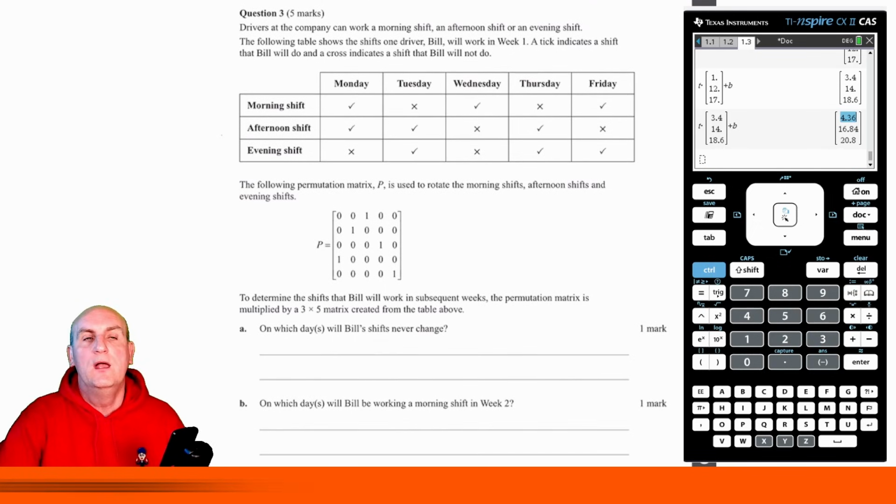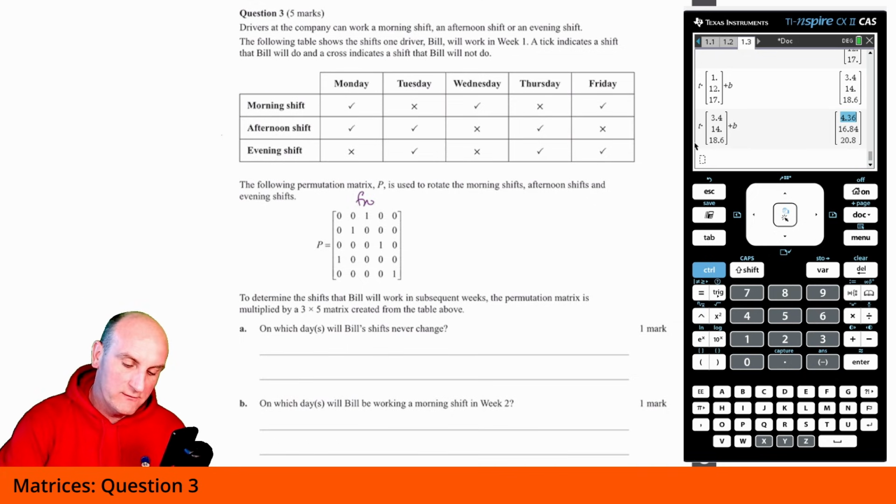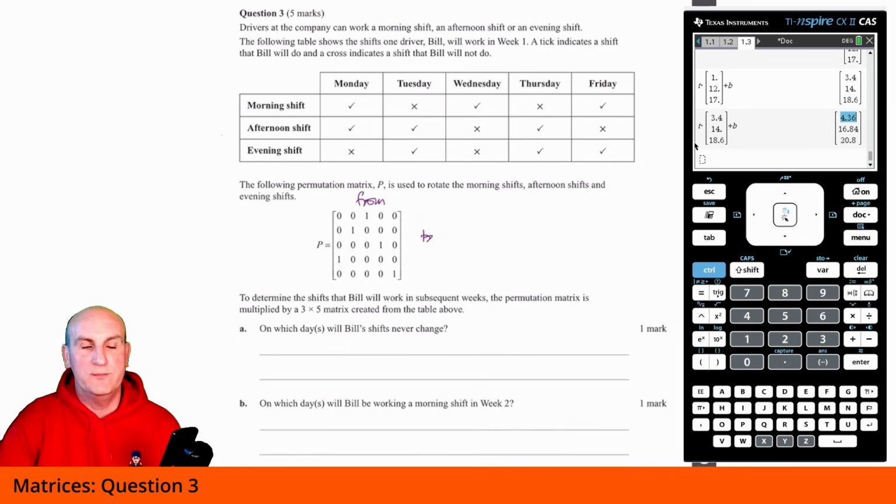Question number 3. Drivers at the company can work a morning shift, an afternoon shift, an evening shift. The following table shows the shifts one driver, Bill, will work in week 1. A tick indicates a shift that Bill will do, and a cross indicates a shift that Bill will not do. The following permutation matrix, so I'm going to write there from and to. I always do that for permutation matrices. The permutation matrix is used to rotate the morning shifts, afternoon shifts, and evening shifts. Determine the shifts that Bill will work in subsequent weeks. The permutation matrix is multiplied by a 3 by 5 matrix created from the table above. On which days will Bill's shifts never change?